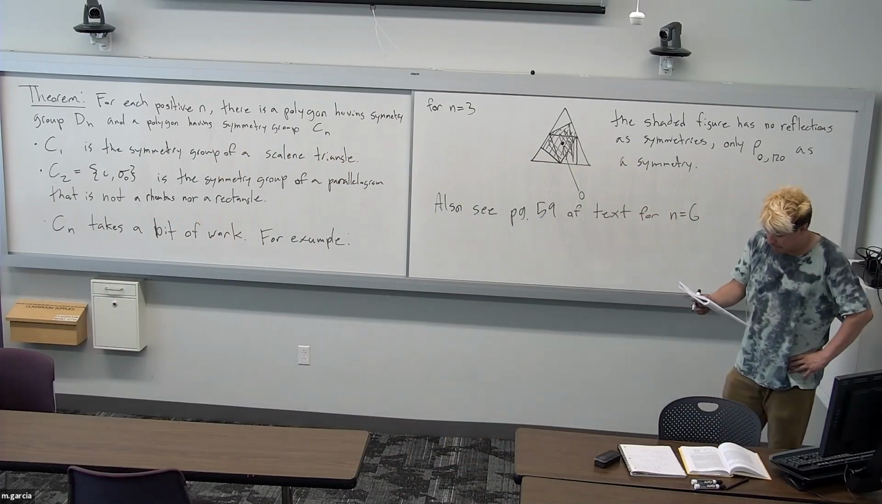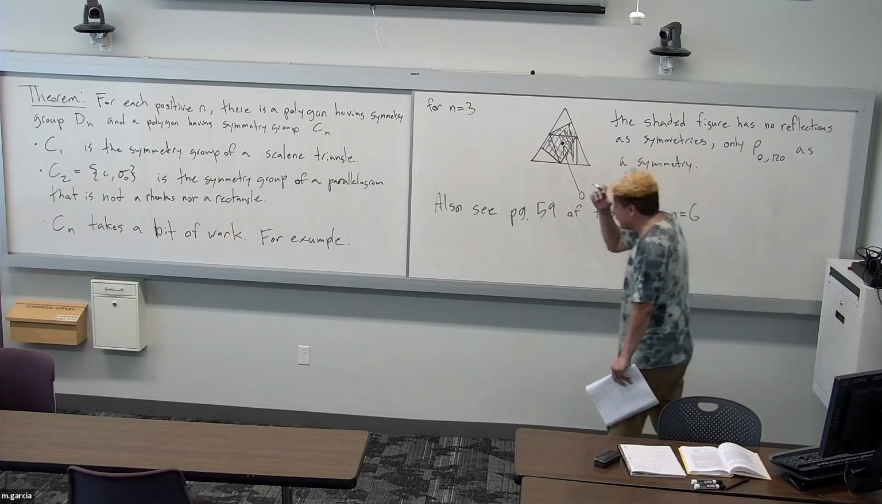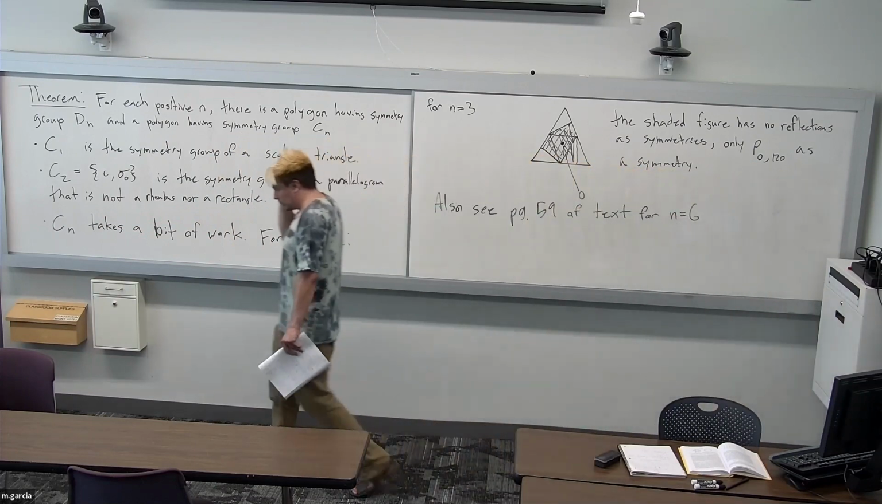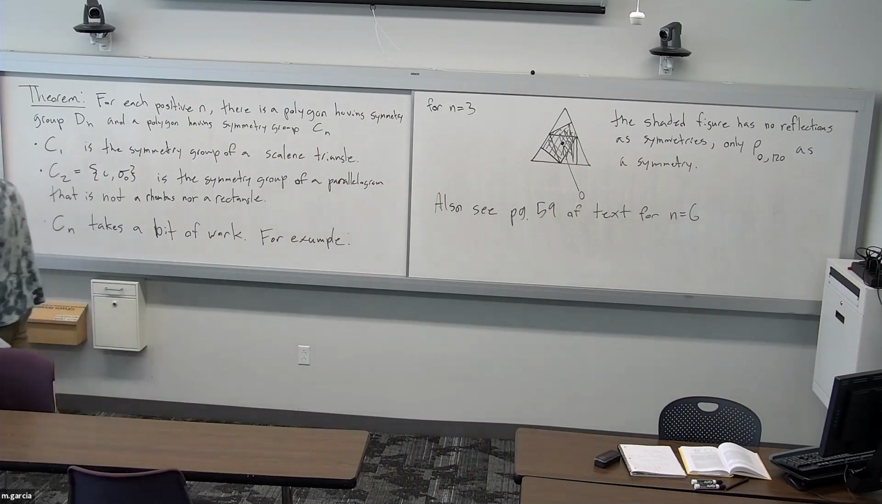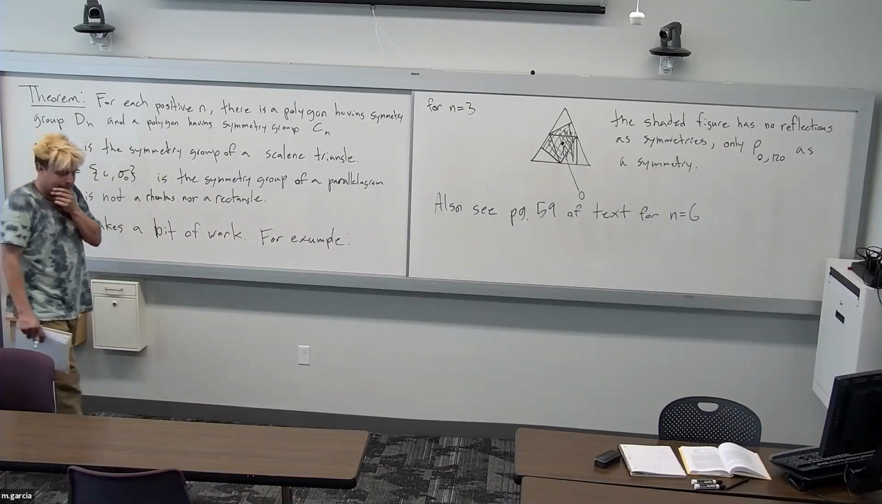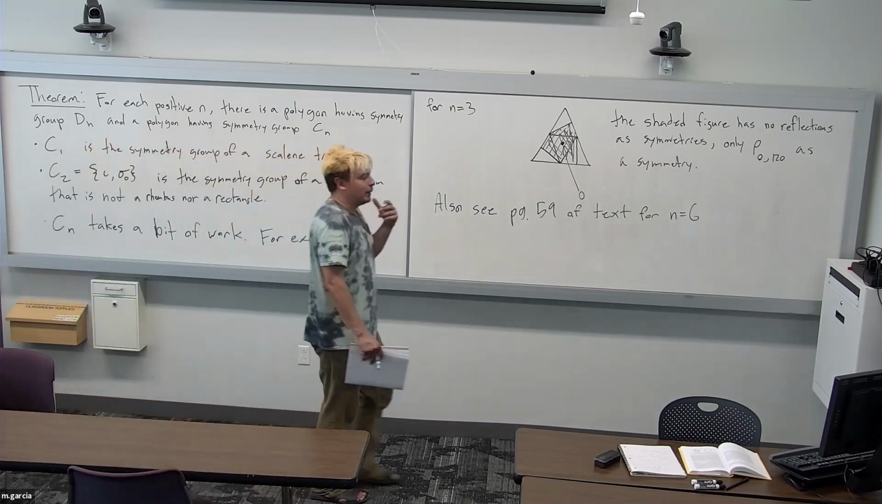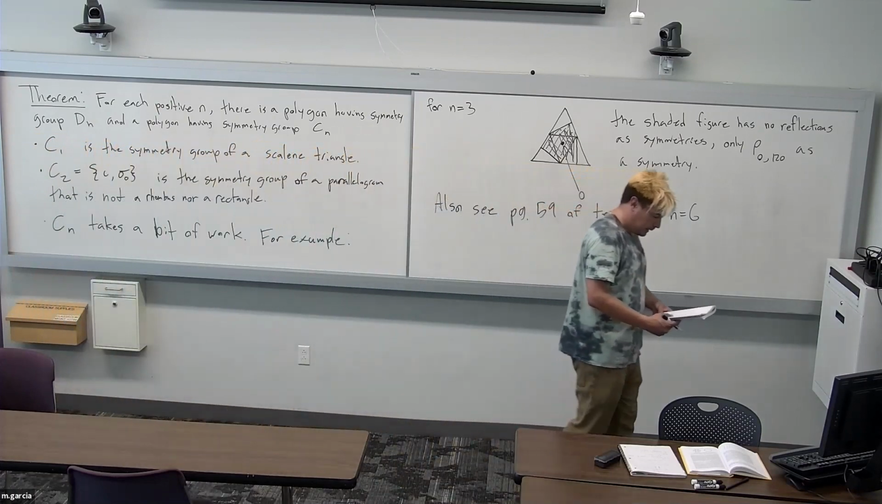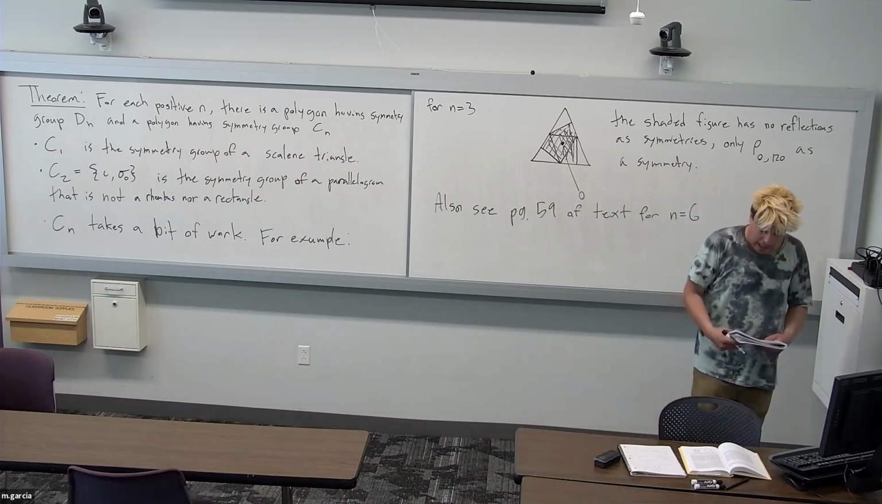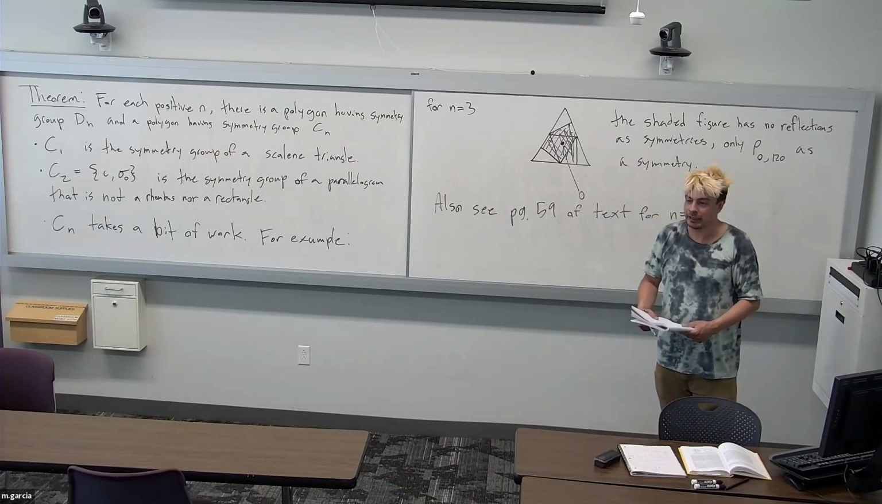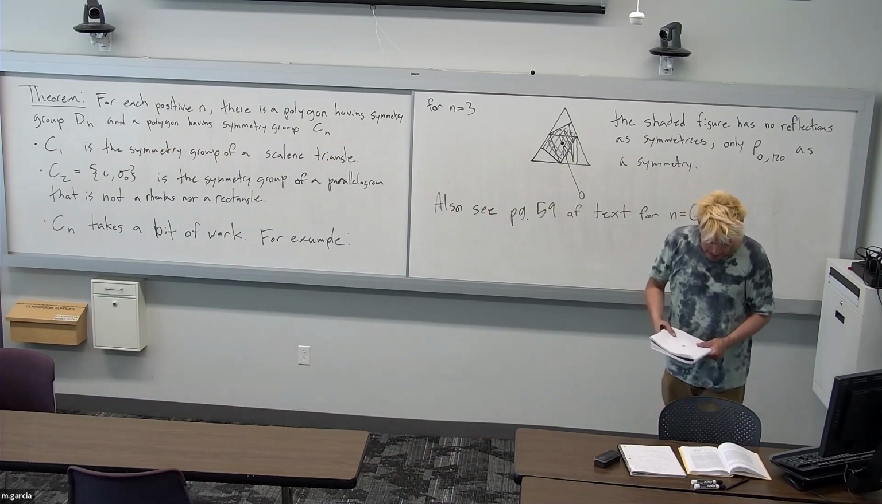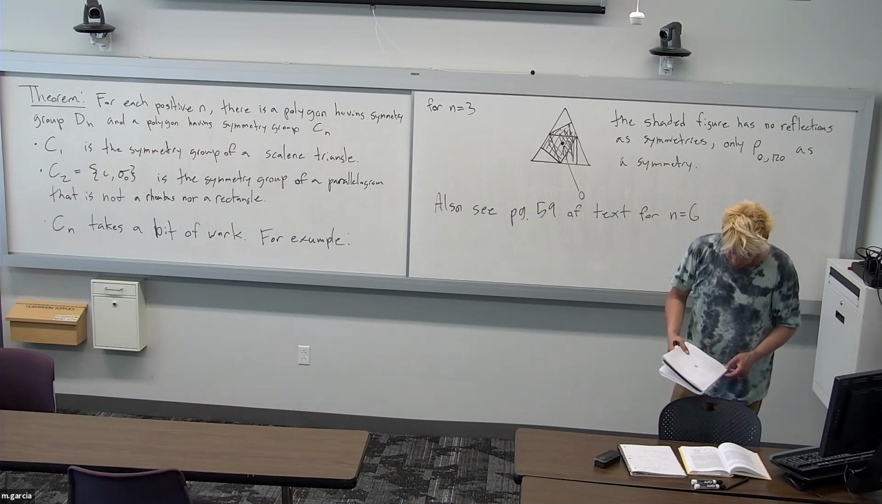Okay? So, the amazing thing, which we will hopefully get to tomorrow, is that the converse of this theorem is also true. That every polygon has symmetry group Dn or Cn for some n. Okay? And that's due to Leonardo da Vinci.